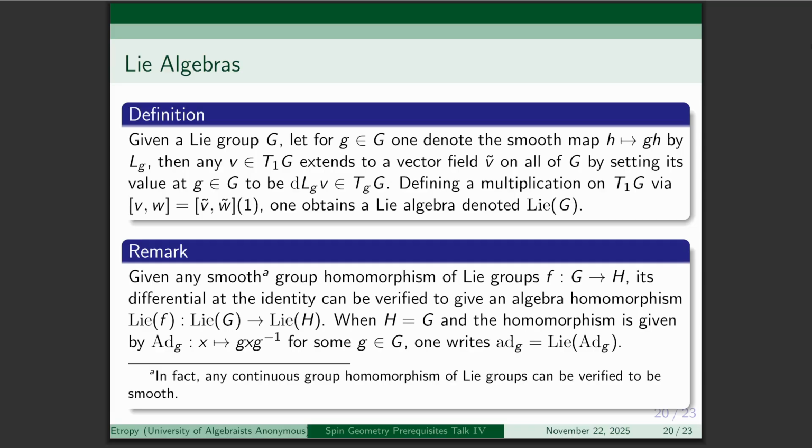Also, similarly to Hilbert's fifth problem, it's actually quite a lot easier to verify this than Hilbert's fifth problem. Any continuous group homomorphism of Lie groups is smooth. I don't think we have the machinery to have this be an exercise, but it's a fairly straightforward thing to show.